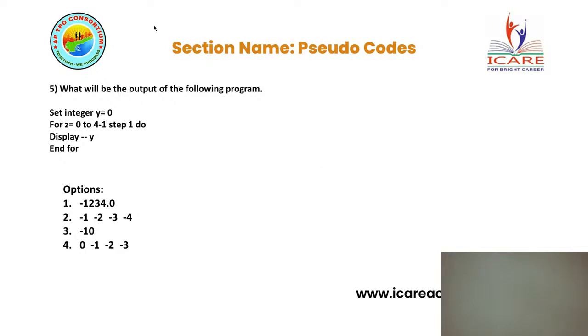So we are setting integer y equal to 0. We are assigning the value y is equal to 0. After that, for z equal to 0 to 4 minus 1, step 1 do.